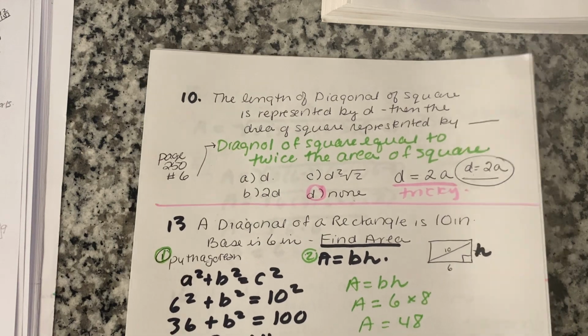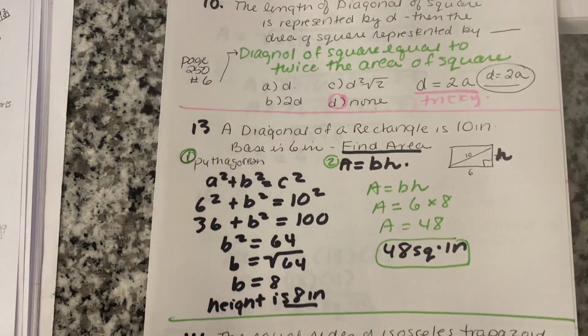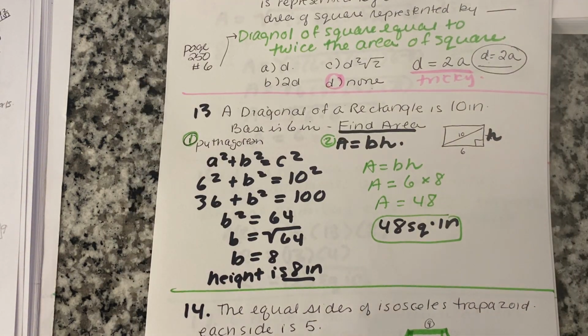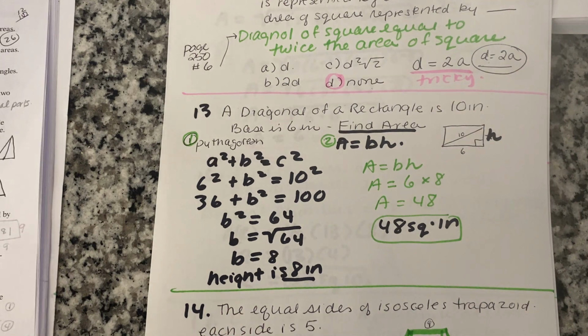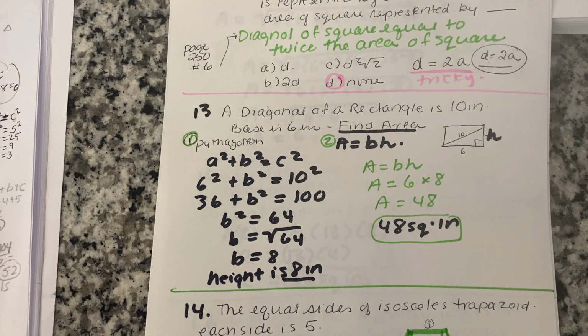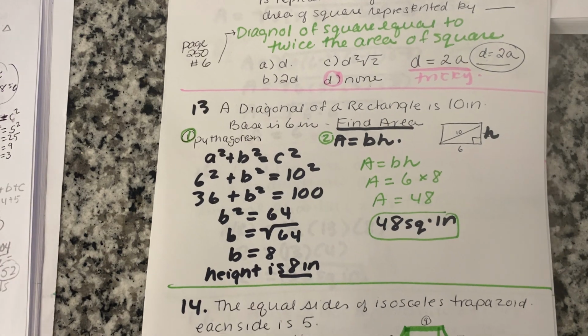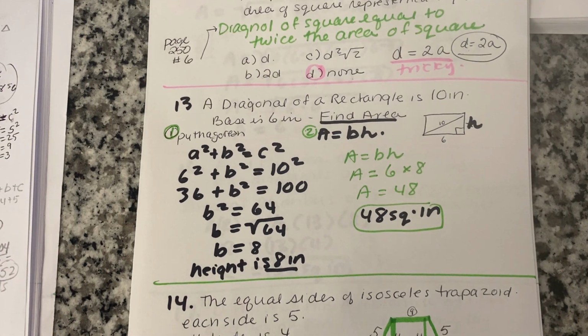So number 13. I'm going to skip number 11 and 12 because they're constructions, and we're going to do that in your next video where we get out our compasses. So we're going to go for number 13 here. These are figure-out ones. You've got to figure out the answer.